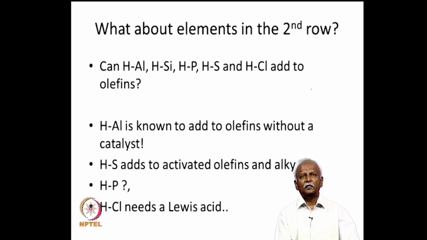Okay. Now, let us just ask the question, what about elements in the second row? So far, we have talked about the 3 elements, boron, nitrogen and oxygen, and what about elements in the second row? Can the alumane or the silane or the phosphane add on to the olefin? Is that possible? In fact, hydrogen attached to an aluminum is known to add on olefins without a catalyst, and this was in fact studied by Ziegler, and we will talk about this in a moment.